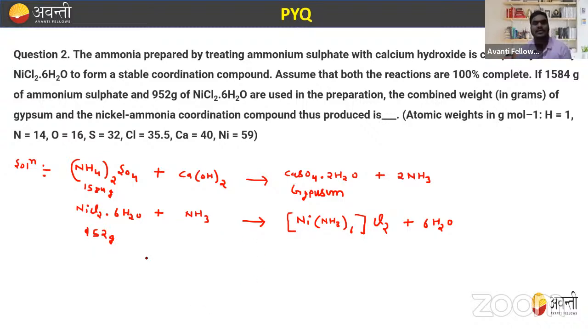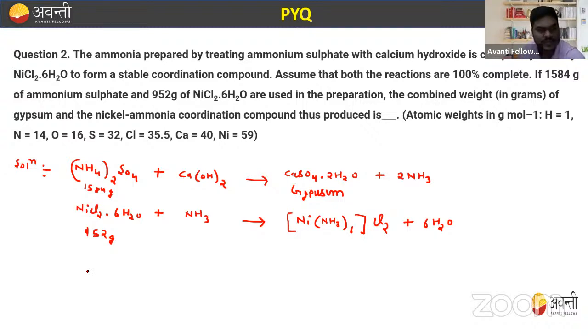Now, you can tell me one thing, beta. When 1 mole of ammonium sulfate reacts with 1 mole of calcium hydroxide, it produces 1 mole of gypsum plus 2 mole of ammonia, right? Now, in 1584 gram, how many moles of ammonium sulfate are present? Can you calculate, anyone? Yes, we can calculate.